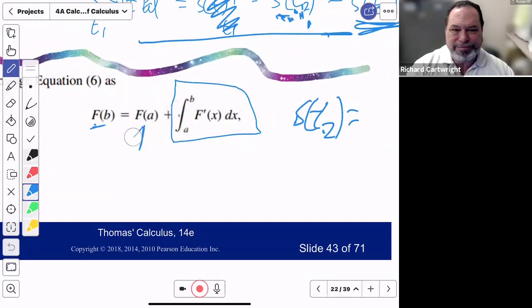But this, let's put it in terms of velocity and distance. I'm integrating this velocity. Therefore, I'm creating some distance, right? This was my original position.